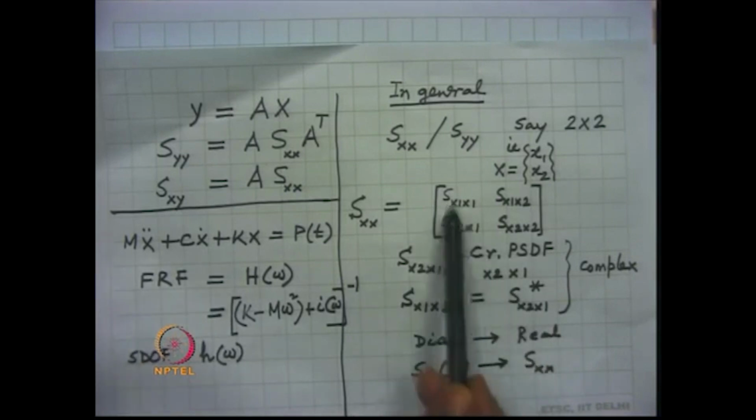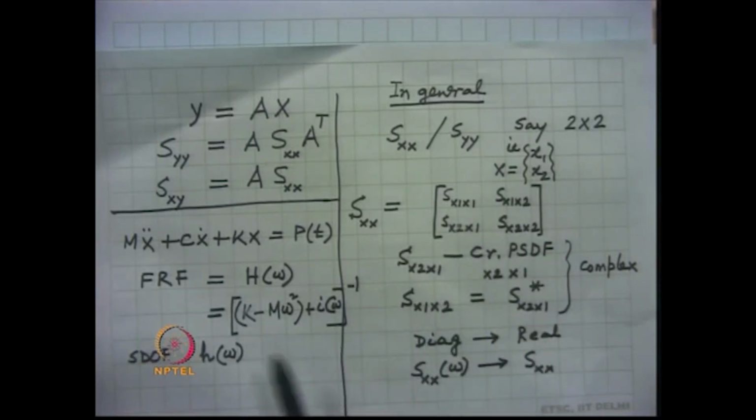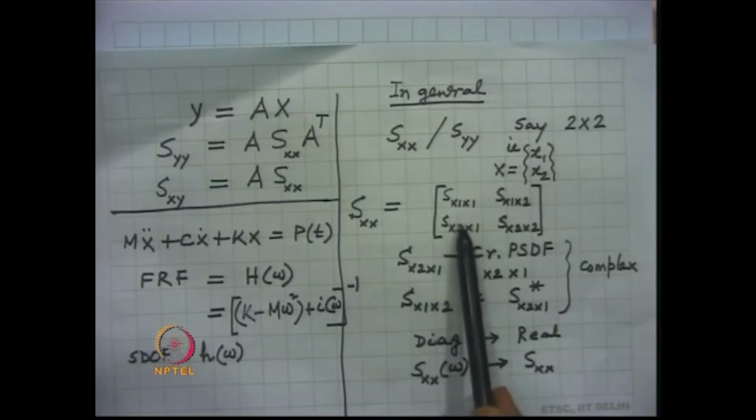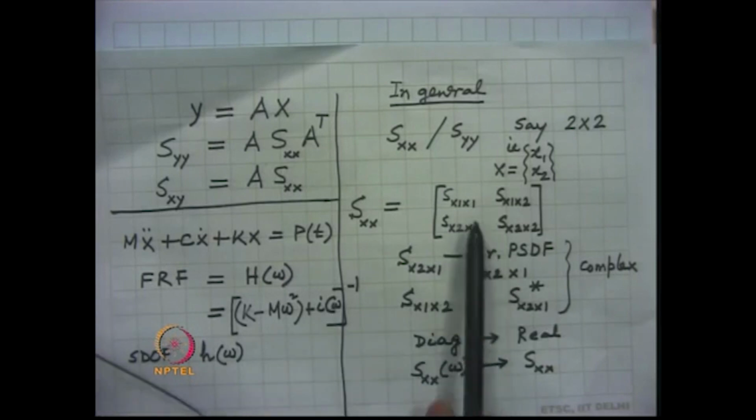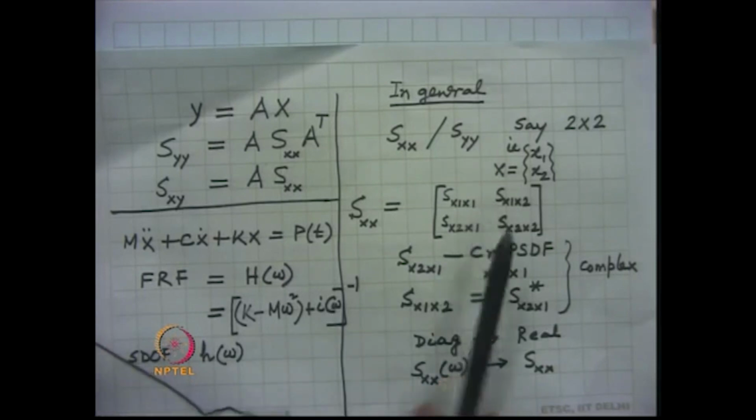Now, the diagonal terms of the power spectral density function matrix are real, and they are frequency dependent, and generally we do not write omega in front of it, but it is understood that for each frequency we have a matrix like this. Therefore, as we go on varying the frequency, we have for each frequency one matrix like this.